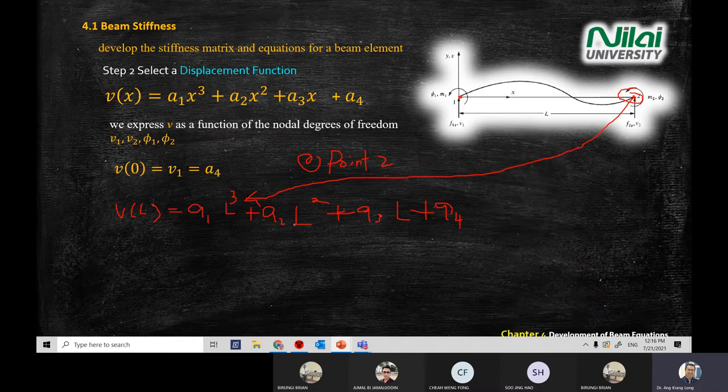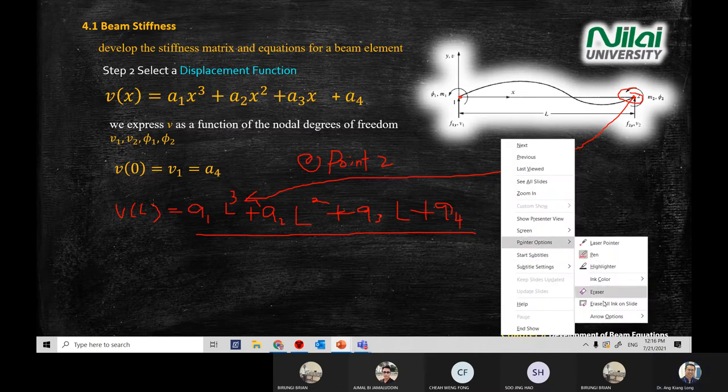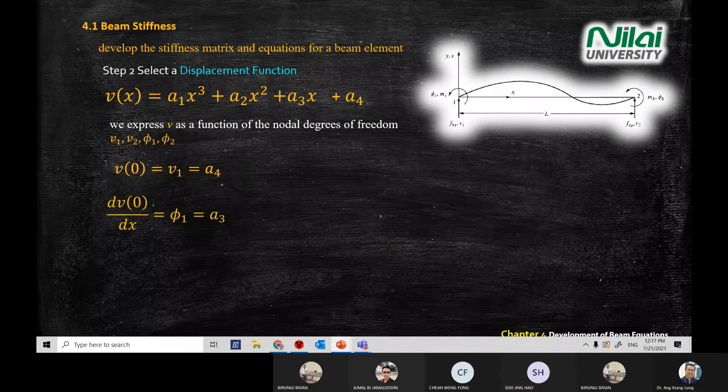Does anyone have a question? If you don't know how to get the equation that Ashmal just mentioned, does anyone have no idea what Ashmal is talking about? So you understand? Yes. Okay, so the rest is just repeating the same for point number 2 later. So we continue with point 1.